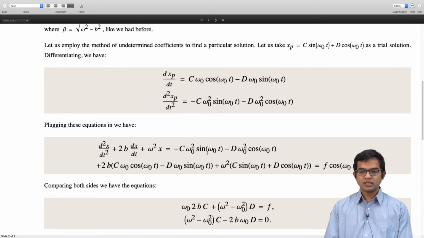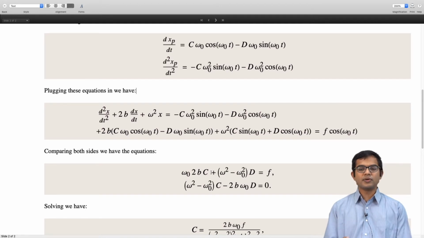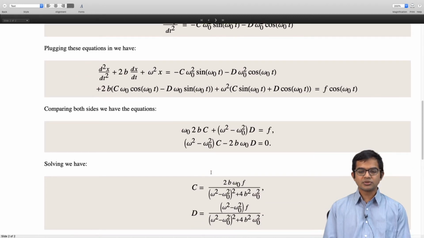So this will immediately imply that omega squared minus omega naught squared times c minus 2b omega naught d must be equal to 0, right? So now it's coupled linear equations, two linear equations and two unknowns. We know how to solve this, and if you solve it, you'll get c is equal to 2b omega naught f divided by omega squared minus omega naught squared the whole squared plus 4b squared omega naught squared, and d is just omega squared minus omega naught squared times f divided by omega squared minus omega naught squared the whole squared plus 4b squared omega naught squared.